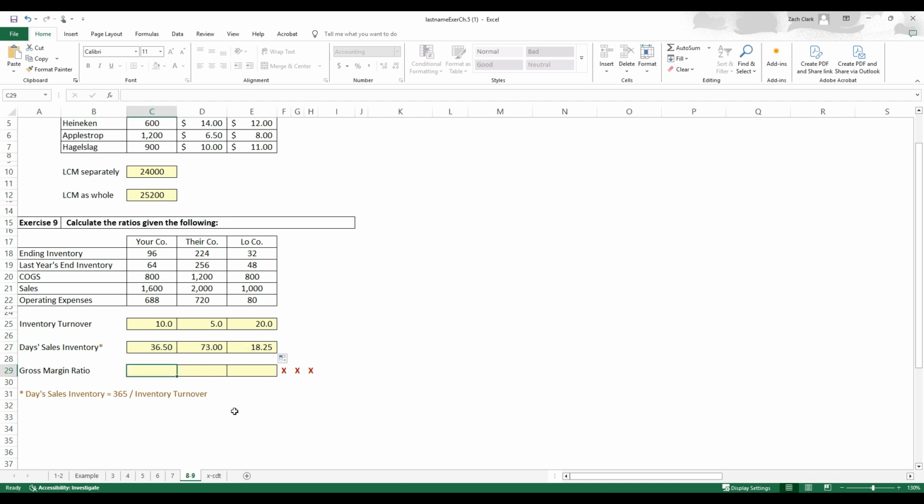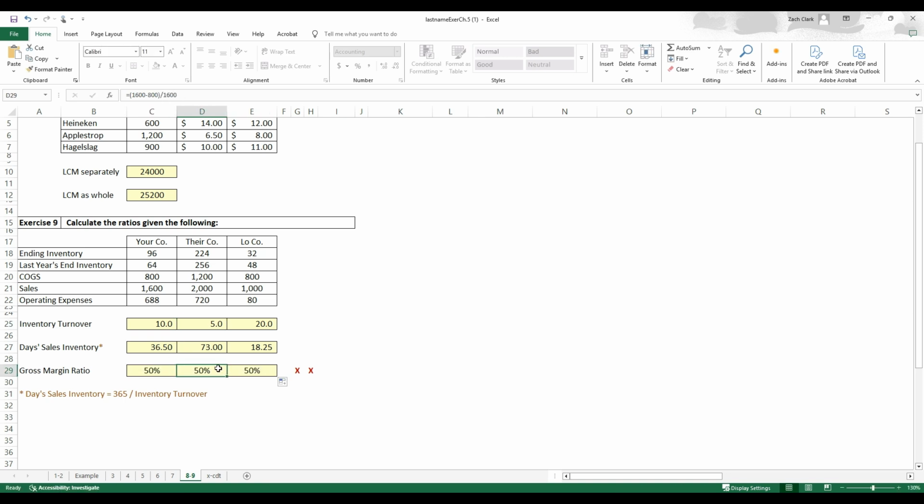And then gross margin ratio, remember, is our sales minus our cost of goods sold, right? That gets us our gross profit, and our gross margin ratio then is taking that. So that would be this. If we took 16, that'd be what, 800. So 800 would be our gross profit, and then we divide 800 by total sales.